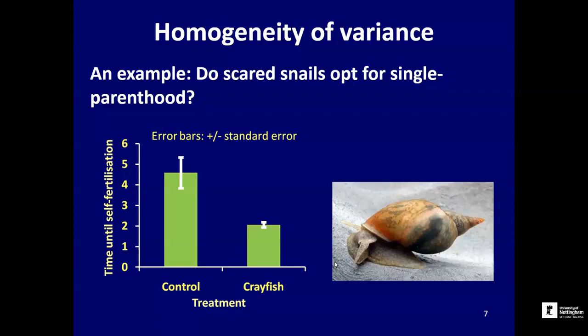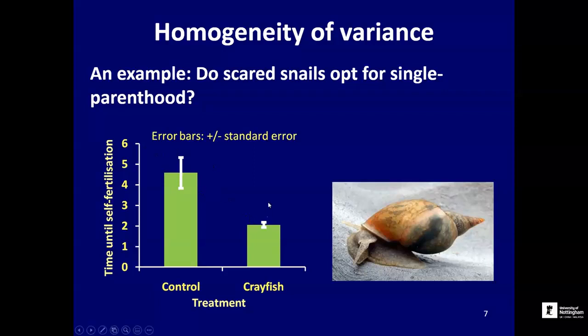And in the control group, I realise I've missed the units off this graph, that's terrible. In the control group, it takes 4.5 somethings. I think that might be days or hours. Whereas in the group exposed to the predator odour, that seems to be much reduced, by more than 50% in fact. But obviously we need to test that statistically to be sure.